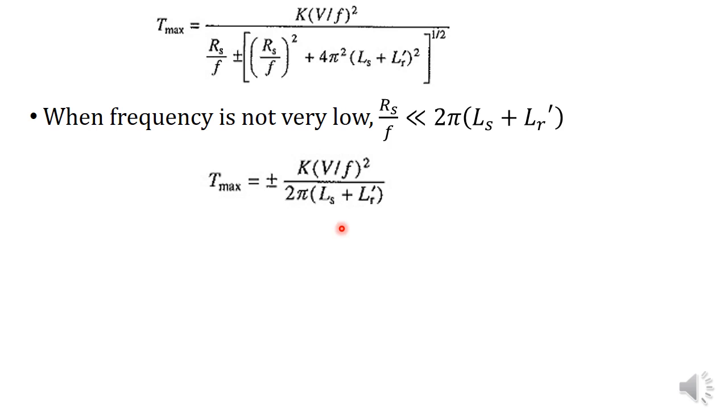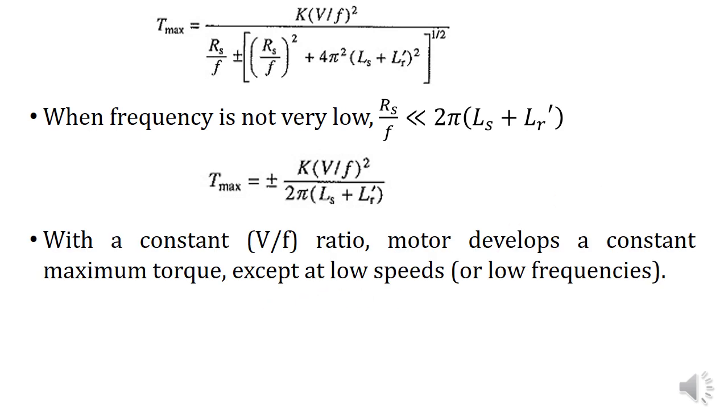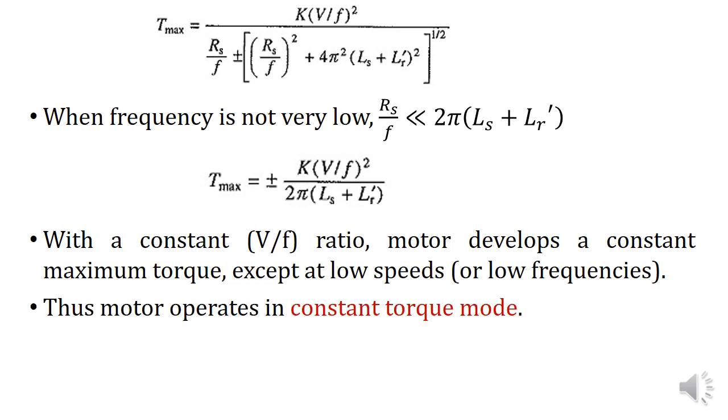We can see that in the equation for the maximum torque developed, the terms K, 2, pi, Ls, Lr, all these terms are constants except the term V by F. So if you can maintain the ratio V by F as constant, then the maximum torque developed will be maintained constant. That means if you are applying V by F control for the speed control of induction motors, then the maximum torque developed will be constant. With constant V by F ratio, the motor develops a constant maximum torque except for low speeds or low frequencies. Normally, the machines will not be operating at very low frequencies. Thus the motor operates in constant torque mode.